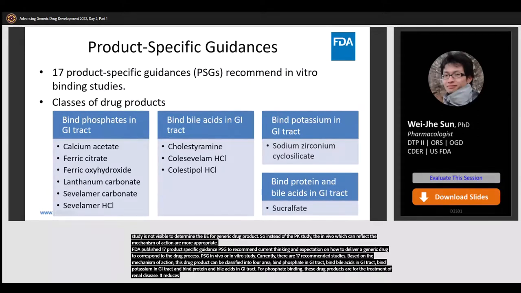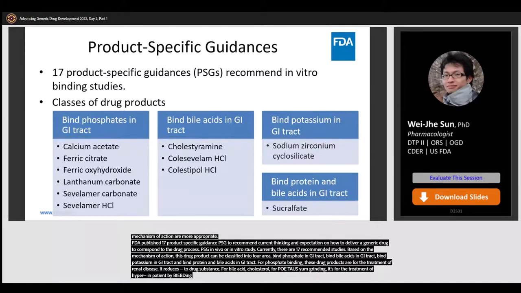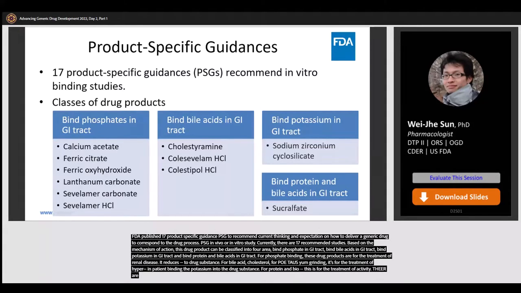For bile acid binding, these products reduce serum cholesterol. For potassium binding, it is for the treatment of hyperkalemia in patients by binding dietary potassium into drug substance. For protein and bile acid binding, which is sucralfate, it is for the treatment of active duodenal ulcer. There are some drug substances listed under each classification. For some of the drug substances, they may have more than one dosage form. For example, sucralfate has two dosage forms, tablet and suspensions.